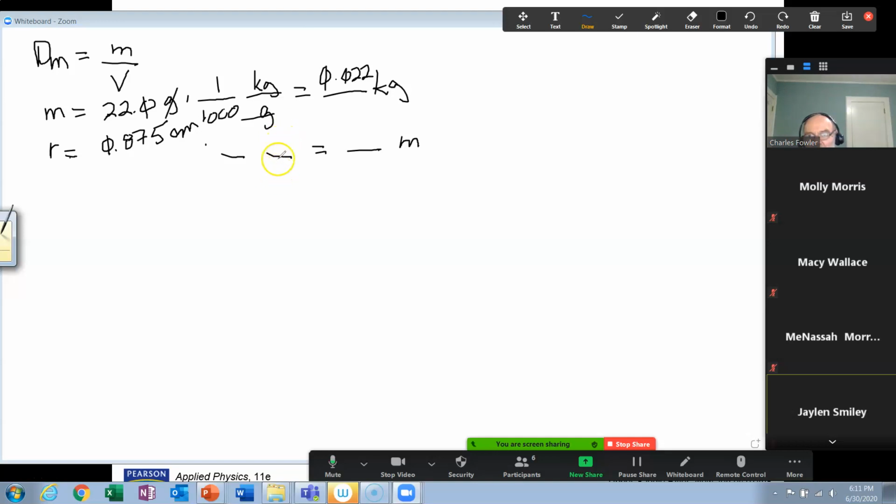One's on top, one's on bottom. 1 centimeters, 1 meters. Which goes where? Yep, centimeters on the bottom and meters on the top. Now, how many centimeters in a meter? How many meters in a centimeter?